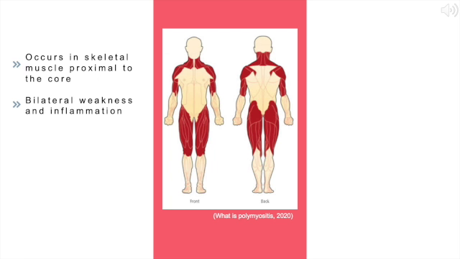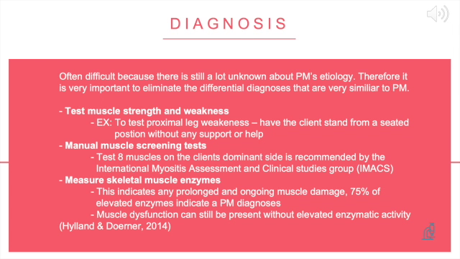Here is an anterior and posterior visual of what the affected proximal skeletal muscles look like on the body. This shows where the bilateral weakness and inflammation occurs. A diagnosis is often difficult because there is still a lot unknown about PM's etiology. Therefore, it is very important to eliminate the differential diagnoses that are very similar to PM. However, we do know you must be referred to a rheumatologist.